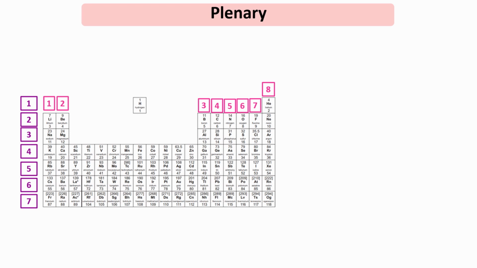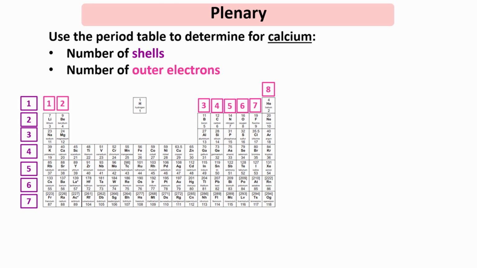Okay, here's a question for you to have a go at. Use the periodic table to determine the number of shells and the number of outer electrons for calcium. Once you've got this information, draw the electronic arrangement for a calcium atom. Pause the video and have a go.